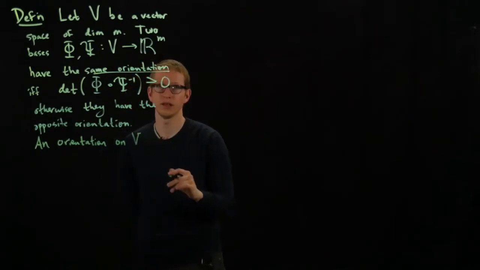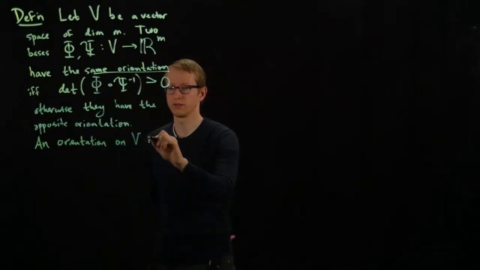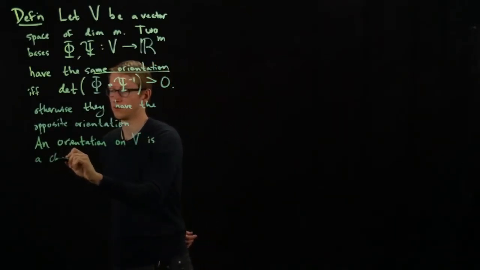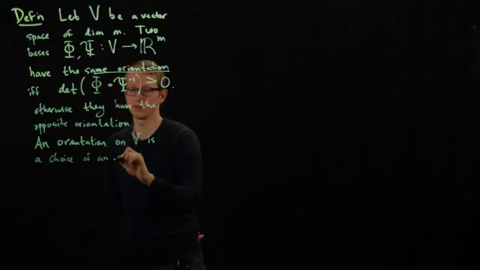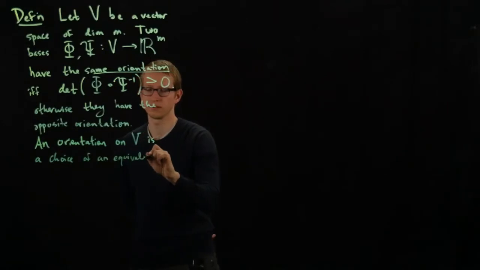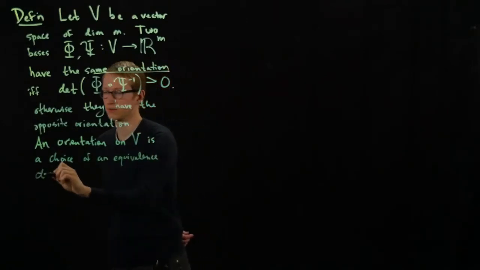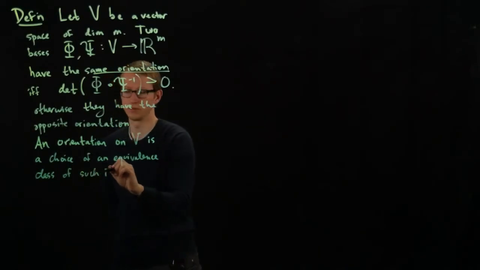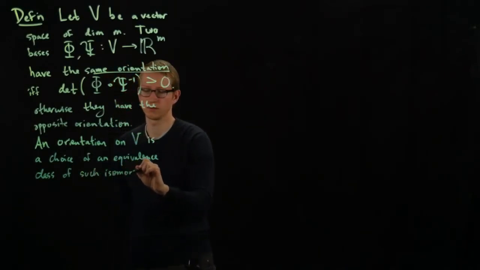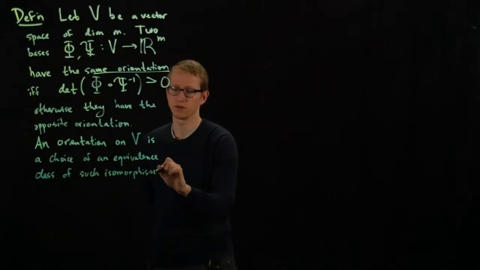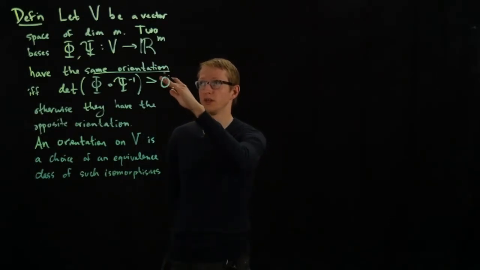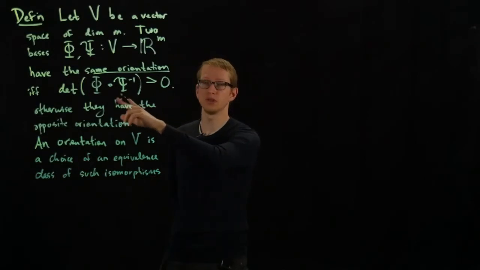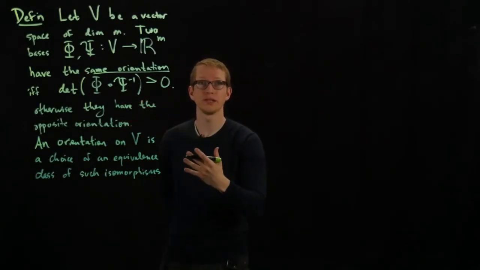Therefore, we say that an orientation on V is a choice of an equivalence class of such isomorphisms, where, again, two isomorphisms are equivalent if and only if, when I take the composition in this manner, then the determinant is positive.